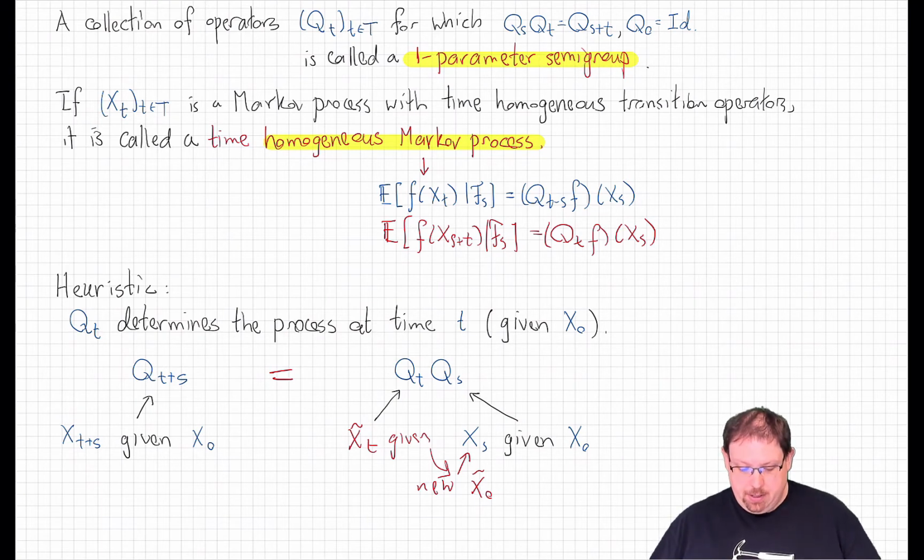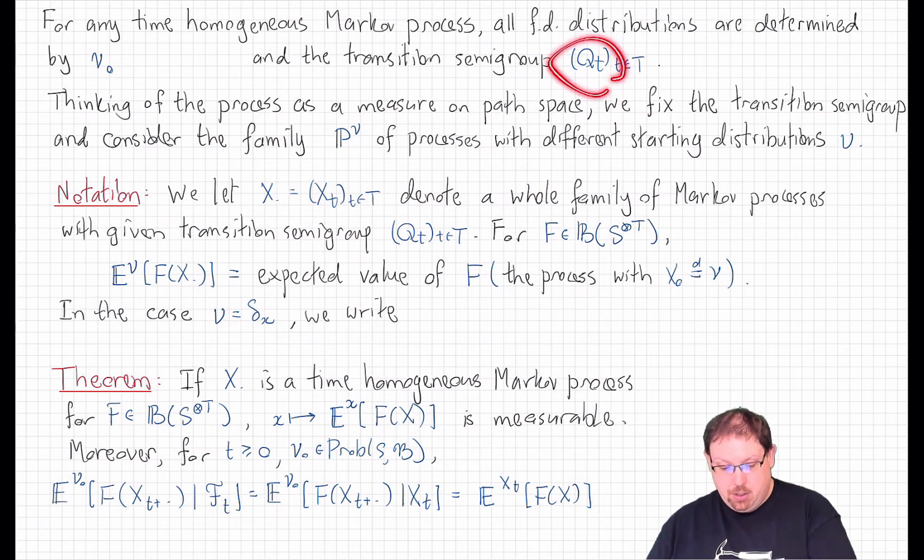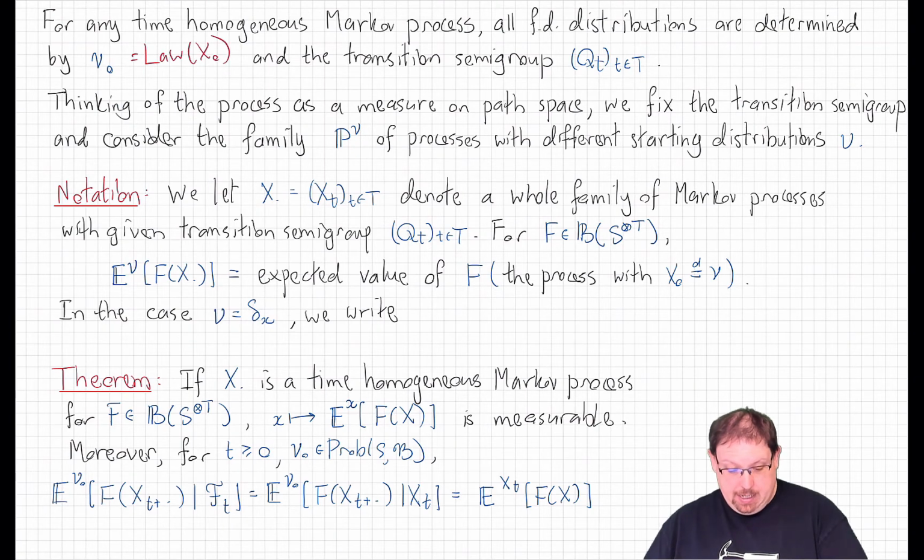But before we head in that direction, I want to make this heuristic a lot more precise. And this is where it's going to become clearer why it's useful to index the path space probability measure of the process by the initial distribution, not necessarily by the transition kernels, which we're thinking of as fixed in the background. If we have a time homogeneous Markov process, then all of its finite dimensional distributions are determined by the initial distribution and the transition kernels. The initial distribution is just the law of the process at time 0.